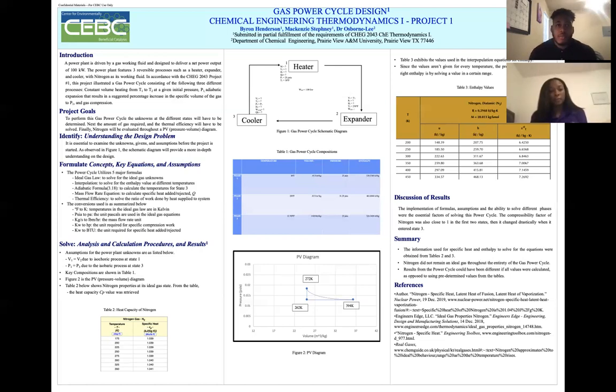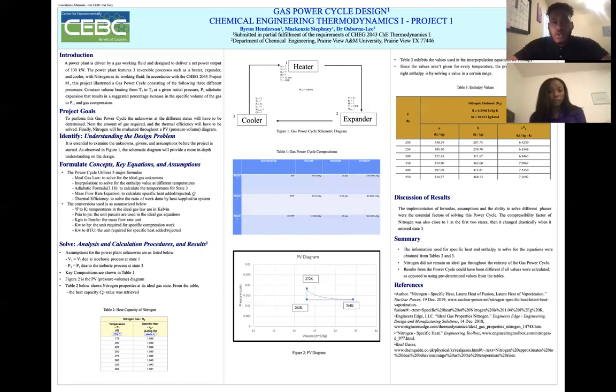Anytime we solve a problem in thermodynamics, we have a three-step process. So the first process is to identify. Next is formulate, and lastly is solve. So whenever we identify something, we have to sketch it out first so we can get a visual of what we're trying to solve for, and then we state all of our givens given to us.